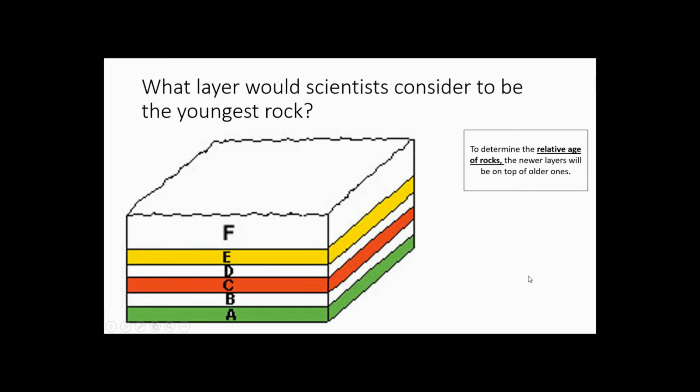What layer would scientists consider to be the youngest rock in this whole layering? Think of the answer in your head for a second. Hopefully you said F, right here at the top. A, B, C, D, E, these were all laid down, and then F is the youngest.